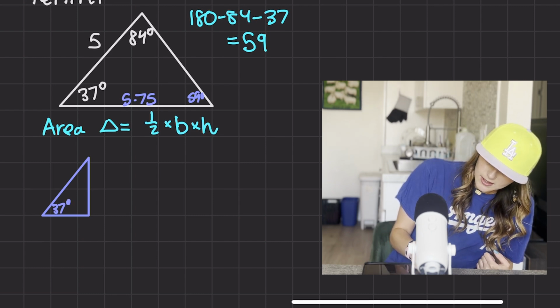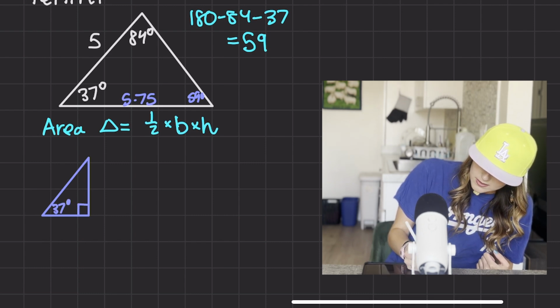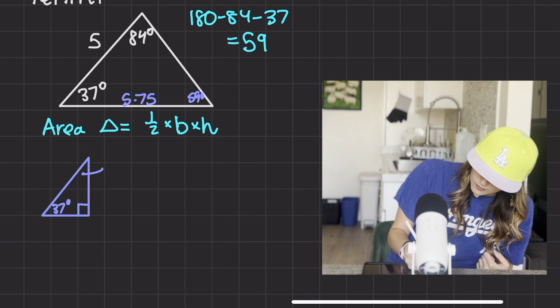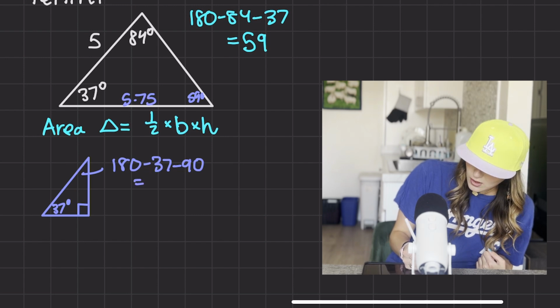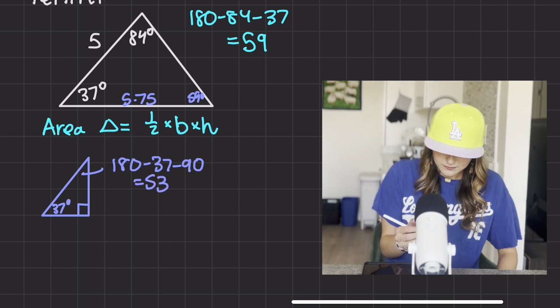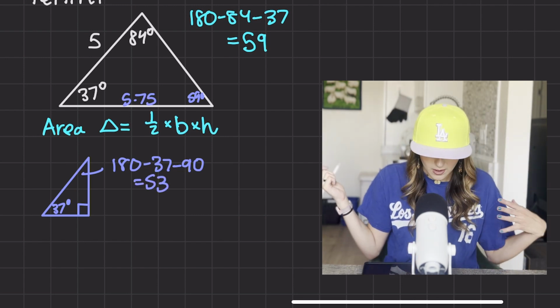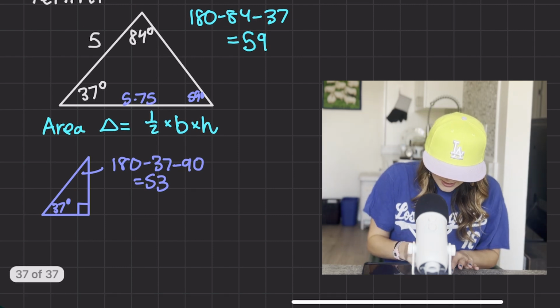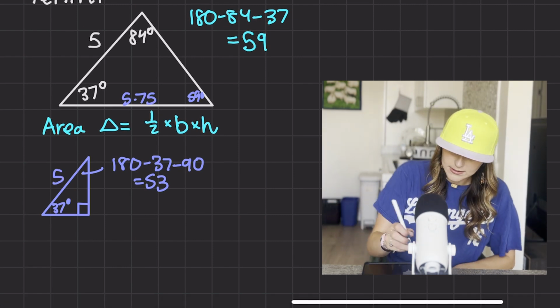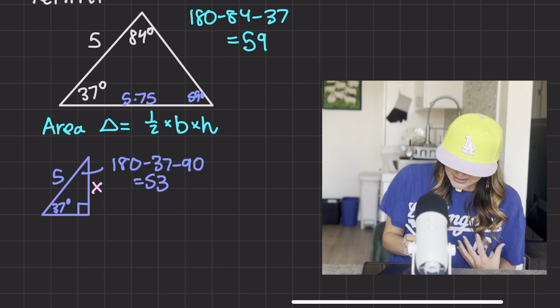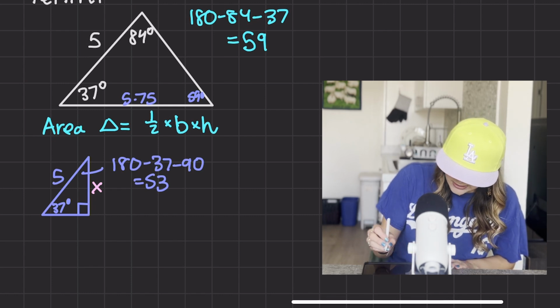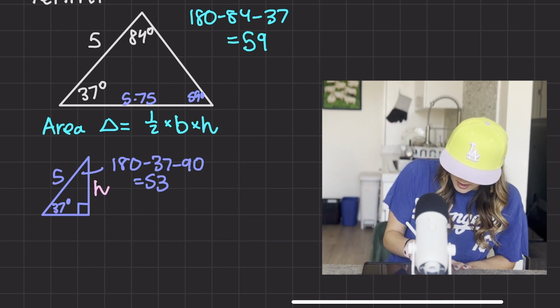So we have 37 here. This is a right angle. So this angle is going to be 180 minus 37 minus 90, which is going to be 53. Okay, so that's the angle. We know one side here, 5. So now we're going to have to figure out this x here. Or you know what? Let's call it height.